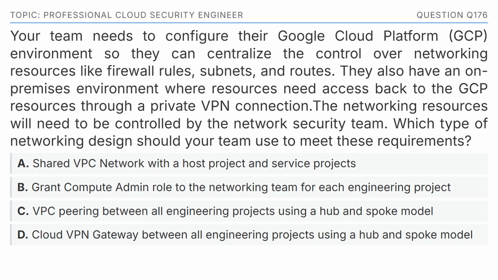The options are: Option A, Shared VPC Network with a host project and service projects. Option B. Grant compute admin role to the networking team for each engineering project. Option C. VPC peering between all engineering projects using a hub-and-spoke model. Option D. Cloud VPN gateway between all engineering projects using a hub-and-spoke model.